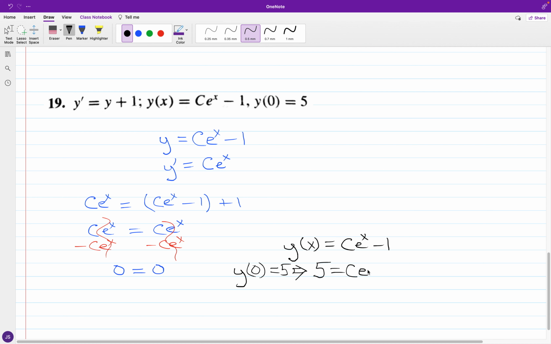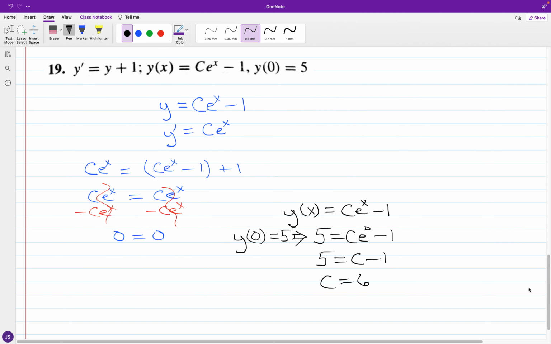So you have 5 is equal to c times e to the 0 minus 1. E to the 0 is 1. 5 is equal to c minus 1. And we have for the missing constant value that is going to be 6. So in the follow through, with the value of the constant at 6, we're going to have in the results that y of x is going to be equal to 6 times e to the x minus 1.